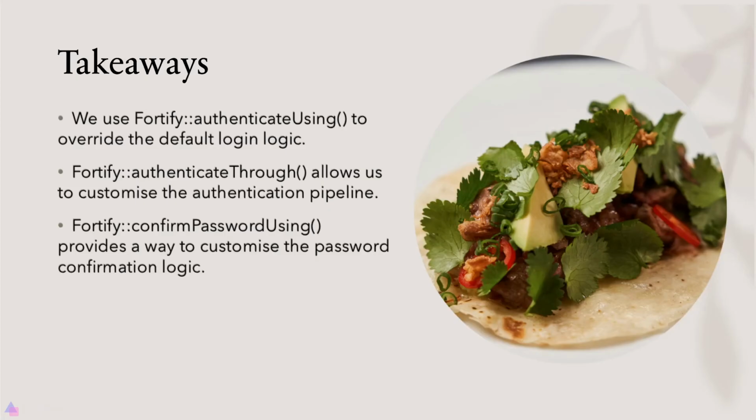Key takeaway for this lesson, we use the Fortify authenticateUsing method to override the default login logic. The authenticateThrough method allows us to customize the authentication pipeline. So in case we want to add additional actions in between the authentication pipeline, we can do so using this method. The confirmPasswordUsing method provides us a way to customize the password confirmation logic.